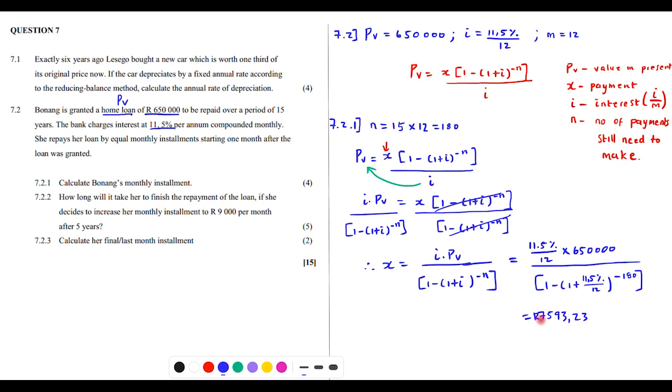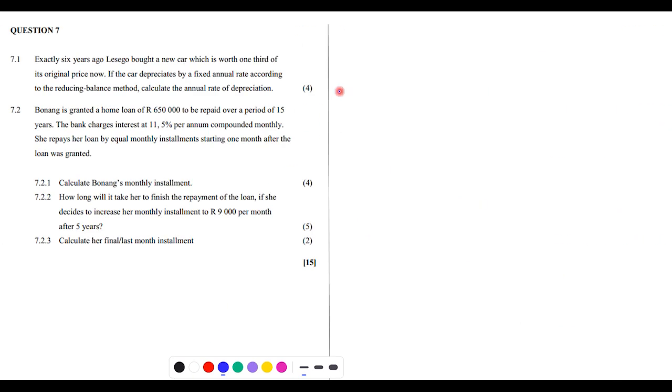This is the amount of a payment that Bonang will be making if she doesn't make any changes, or if she continues to pay that amount for 15 years. Let's go ahead and look at the second question. Let's read this. It says, how long will it take her to finish the repayment of the loan if she decides to increase her monthly installment to 9,000 per month after 5 years?